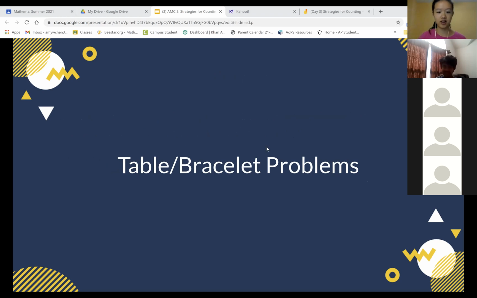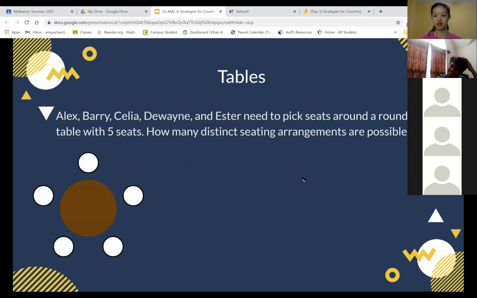Okay, now we're going to do something a little bit related, but also a little bit different: table and bracelet problems. I actually do like these problems because they're a little different. Okay. Alex, Barry, Celia, Dwayne, and Esther need to pick seats around a round table with 5 seats. How many distinct seating arrangements are possible?